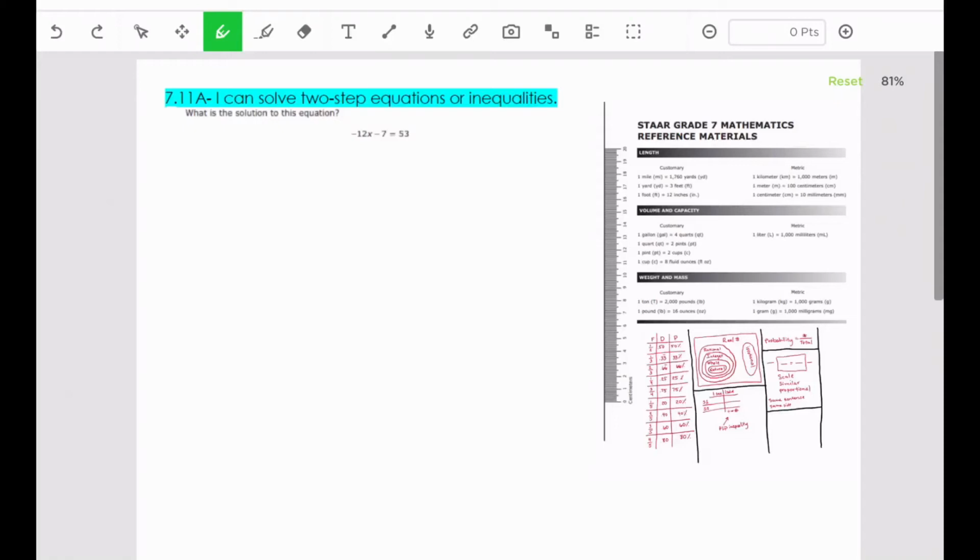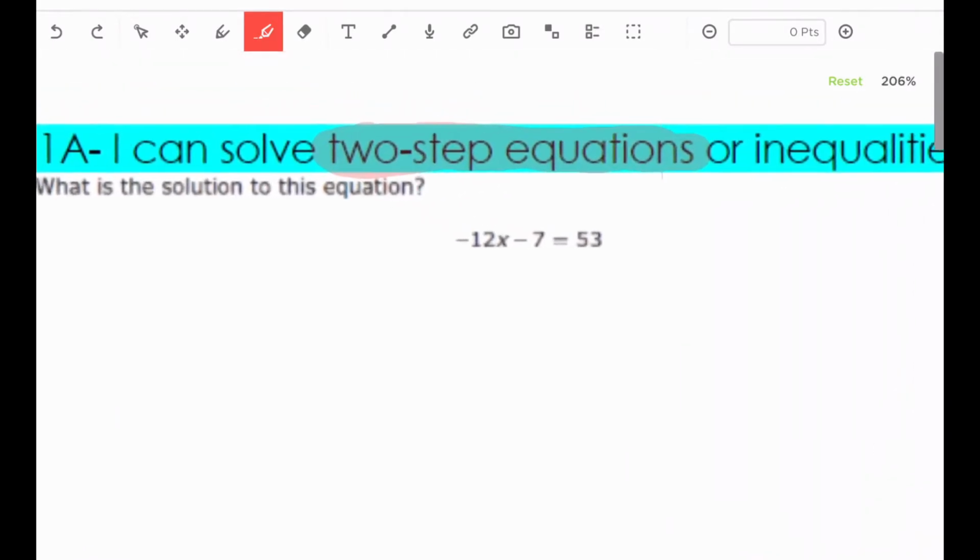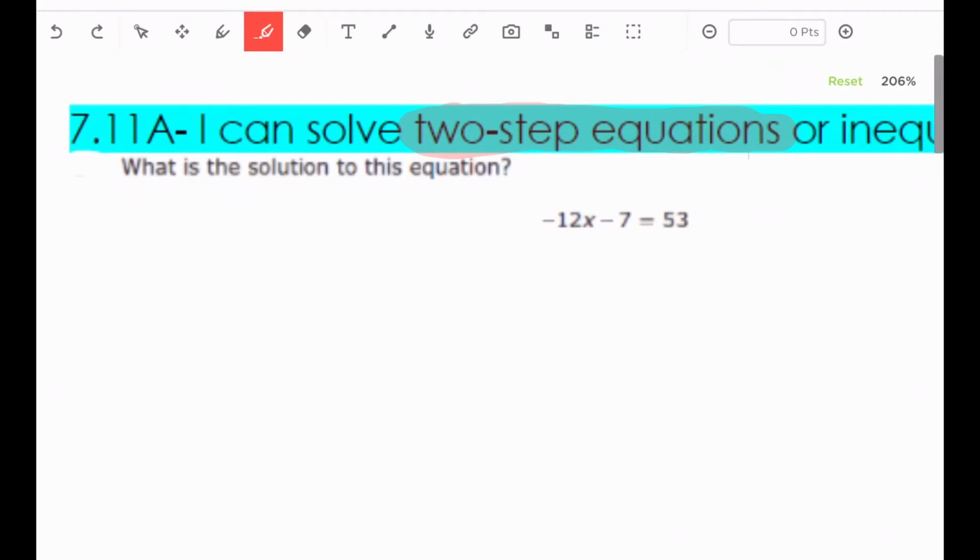In this video I will be covering TEAC 7.11a, which says I can solve two-step equations or inequalities. Right now we're going to be focusing on two-step equations. So let's look at this closely. It says, what is the solution to this equation?